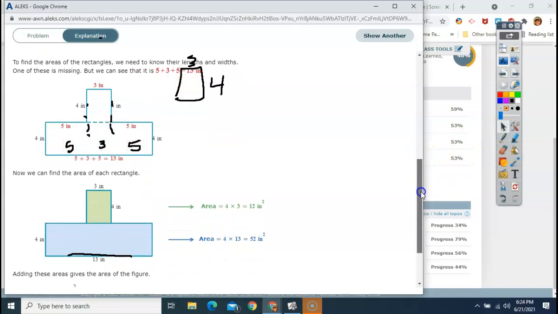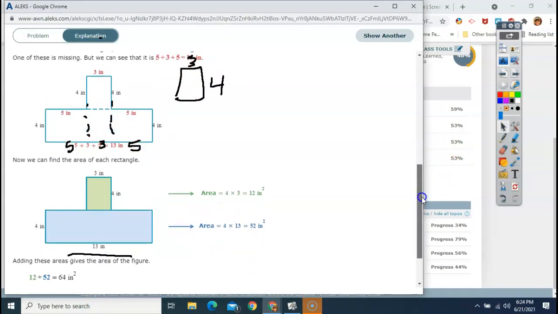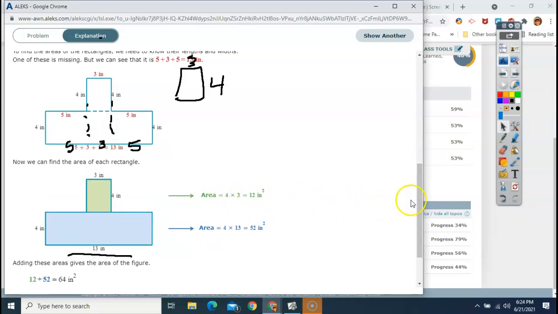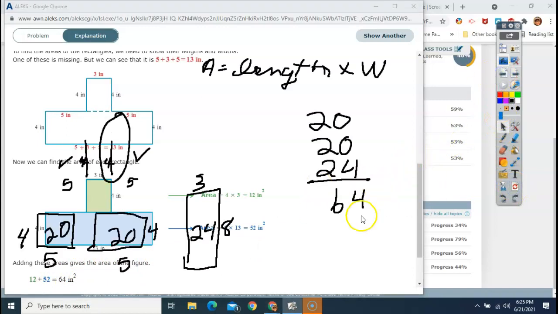13 times 4, that's not the way I would have gone, because those are bigger numbers, and they don't want you to use a calculator. You need to be able to figure this out quick. So they said we got one rectangle up here, 3 times 4 is 12. Another rectangle down here, 4 times 13 is 52. And when you add those two together, it's 64. Now, the way I did it, I still got 64. It just came out differently because I cut it differently.